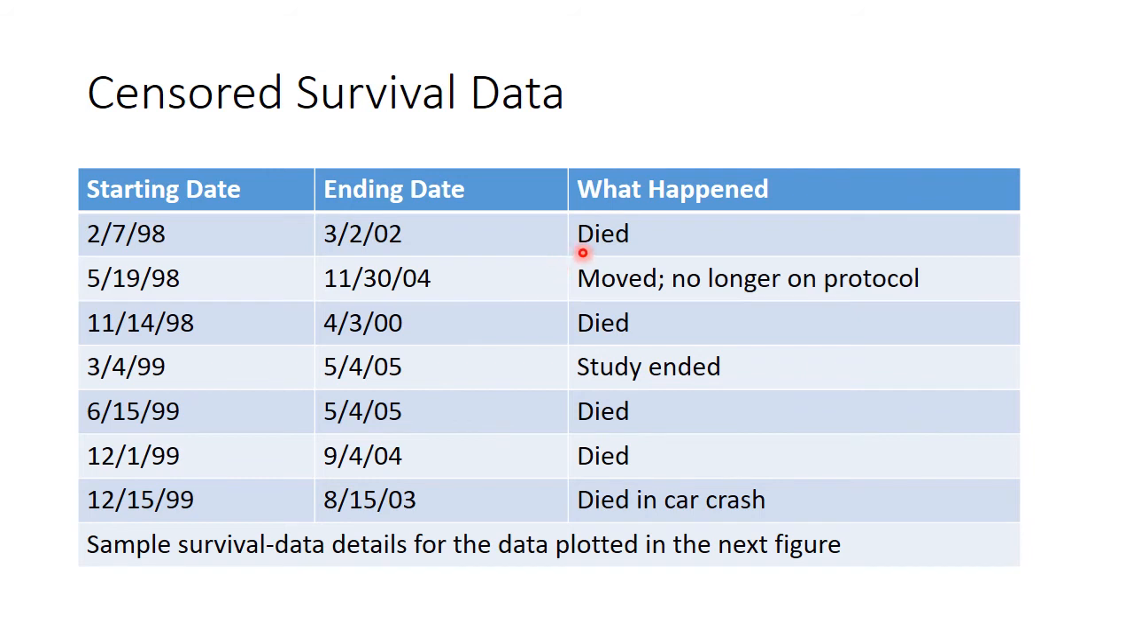So for instance, you'll see some people had died. One person died in a car crash. That would be something that may be unrelated to what you're actually looking at. The study ended, so they're at the end of the study and they were still alive. And then someone moved, no longer on the protocol that the study had set forth, so they might be censored as well. We'll look at what this looks like on the graph in just a minute.